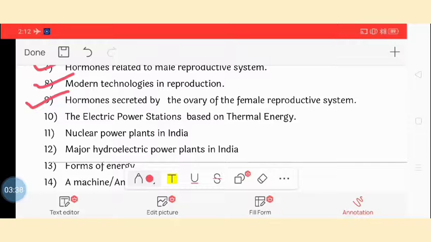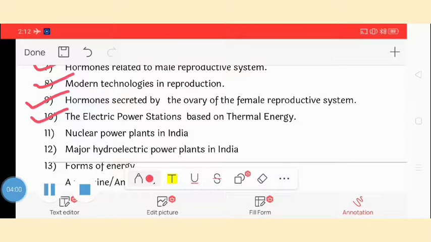Now the 10th question is, the electric power stations based on thermal energy. The electric power stations based on thermal energy are Vidyanagar, Mundra, Tamnar and Chandrapur.